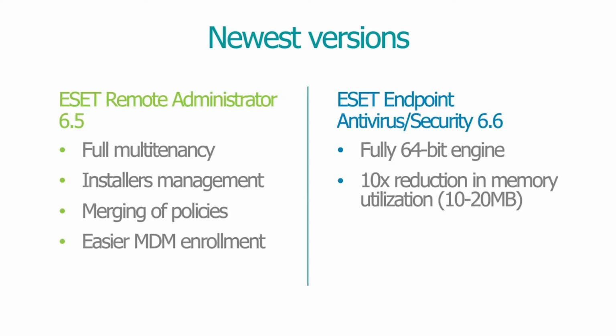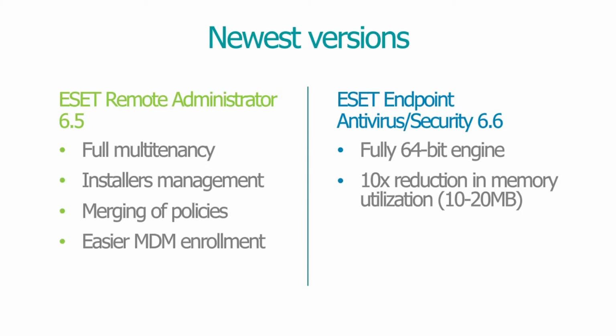On the endpoint side, we just recently released ESET Endpoint Antivirus and ESET Endpoint Security version 6.6. Version 6.6 is our first fully 64-bit engine, and it includes a 10x reduction in memory utilization. So typically, ESET's endpoint uses about 100 to 120 megabytes of RAM. Now we're seeing the endpoint using about 10 megabytes to 20 megabytes of RAM. So it's a great reduction in memory, and of course, it has a fully 64-bit engine now as well.